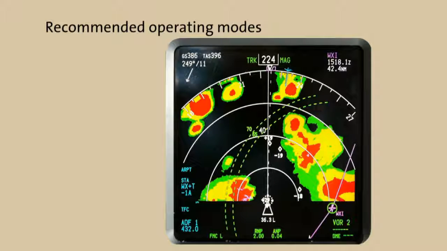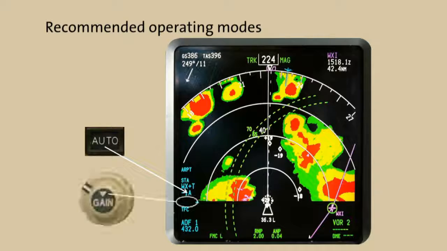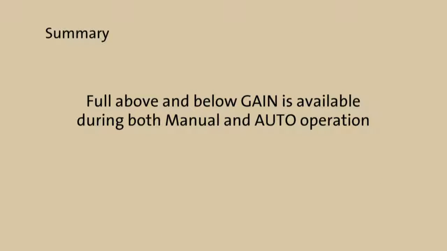Rockwell Collins recommends that the radar be operated in auto, cal gain, and WX plus T in all phases of flight. The one exception is that at top of descent, it is recommended that manual momentarily be selected to examine weather along the descent flight path. In summary, remember that full above and below gain is available during both manual and auto operation.